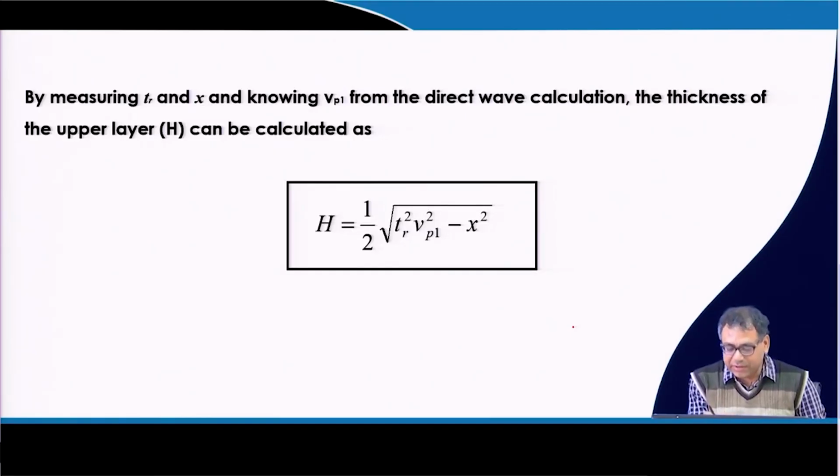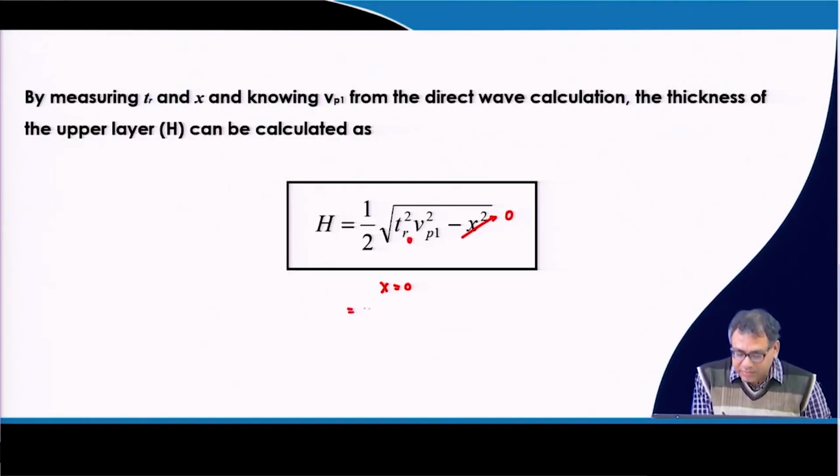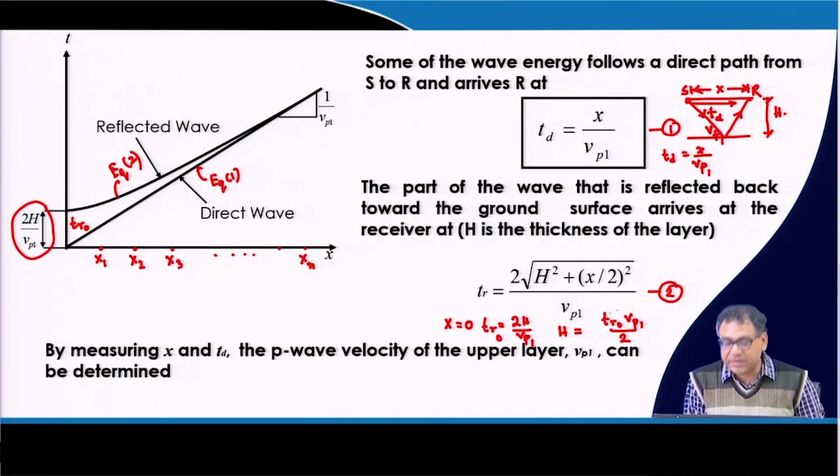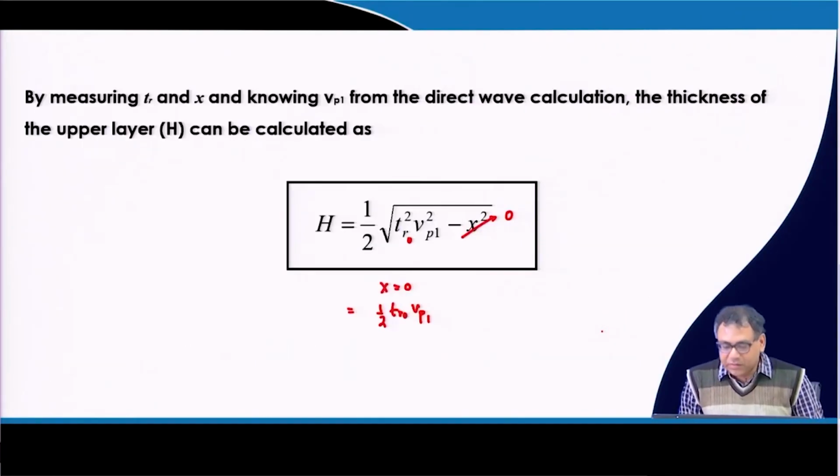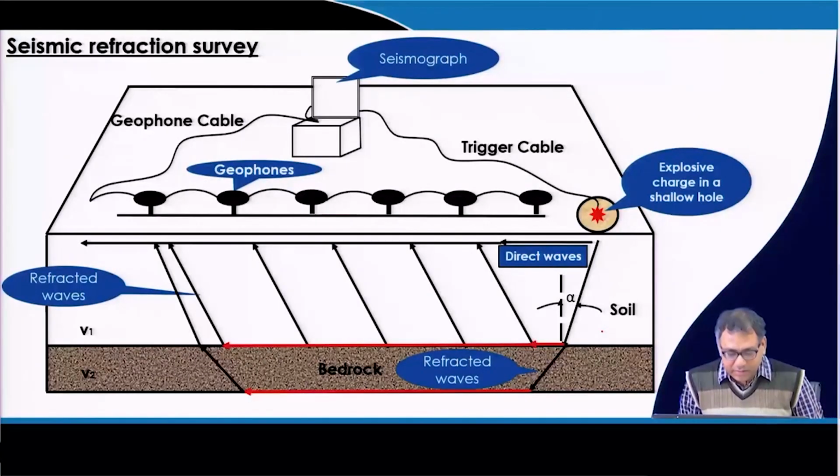So, now I am putting x equal to 0. That will give us TR0, which is nothing but half into TR0 VP1, which is the same expression that I have given.